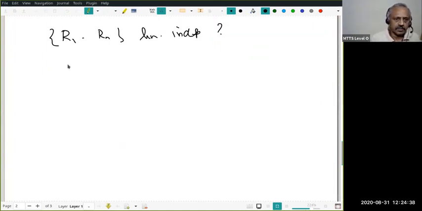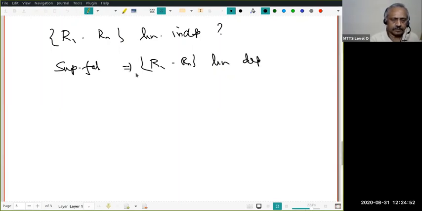Suppose they're linearly dependent, so assume this is false, then this is linearly dependent. Now again, in my video on linear dependence and independence, I have shown that a finite set is linearly dependent if and only if one of the vectors in that set is a linear combination of the other vectors. Please recall that means there exists a j, without loss of generality let me say j equal to n, so that Rn is a linear combination of, let us say, C1 R1 plus up to Cn minus 1 Rn minus 1.